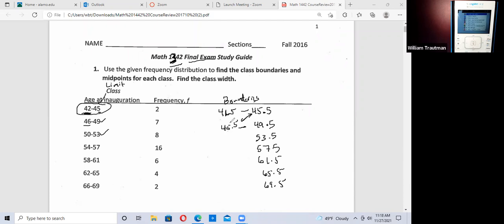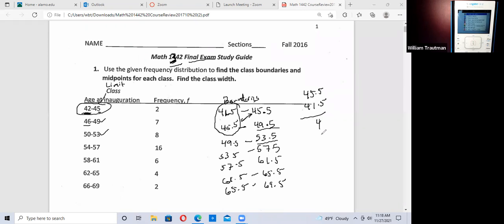For boundaries, your lower limit is going to equal the previous upper limit. So if this is 49.5, then the lower limit for the next one is going to be 49.5. 53.5, this will be 53.5. And keep on going. So these are the boundaries. Now, to find a class width, you only have to subtract two successive boundaries. Subtract these two, the highest one minus the lowest one, and you get 4. So that's our class width.